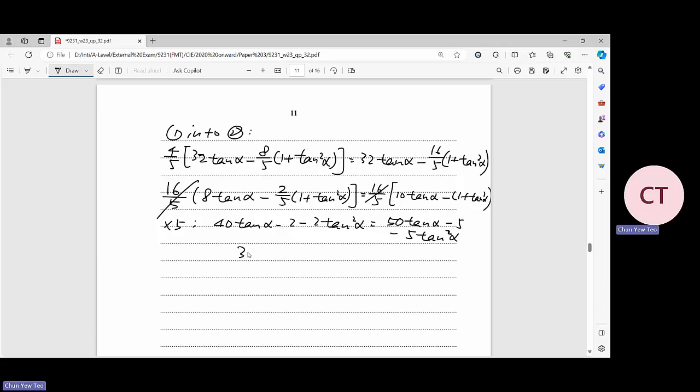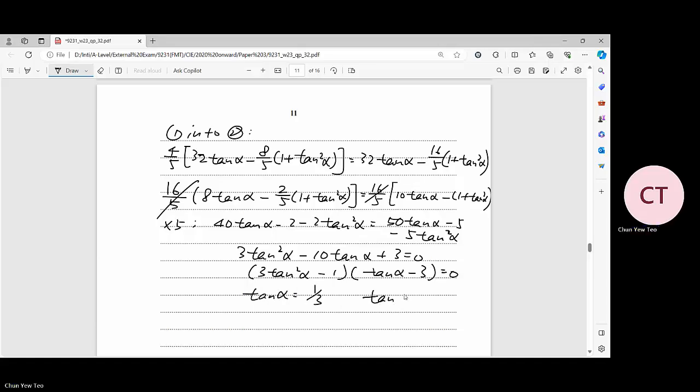Simplify it. 3 tangent square alpha minus 10 tangent alpha plus 3 equal to 0. Factorize it. Then you have tangent alpha equal to 1 over 3 and tangent alpha equal to 3. No more square. Okay, just like that. So, I haven't finished it.